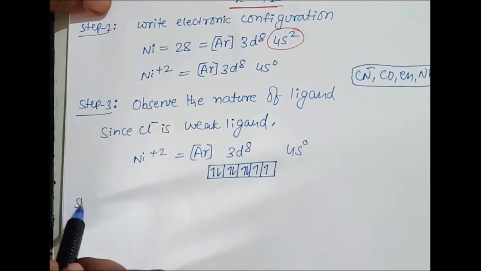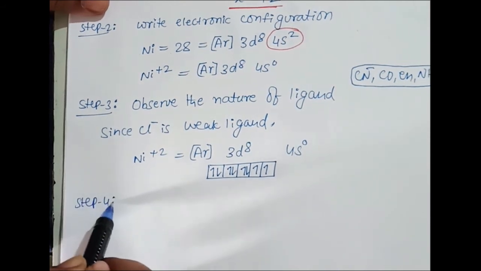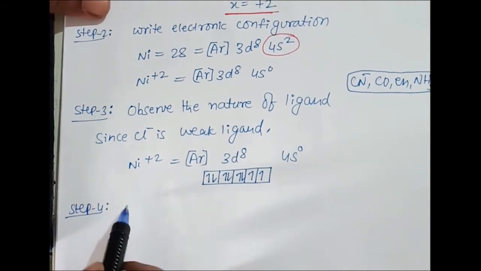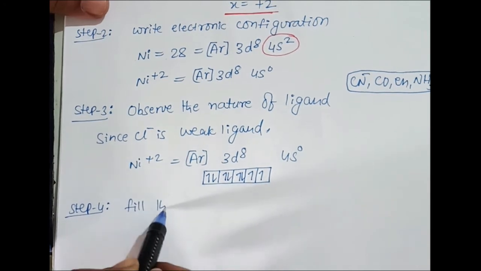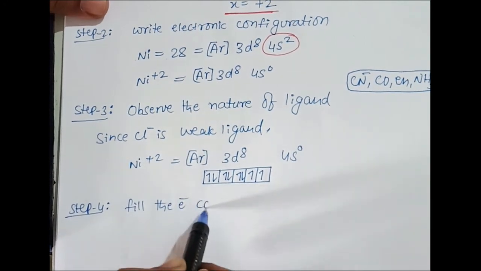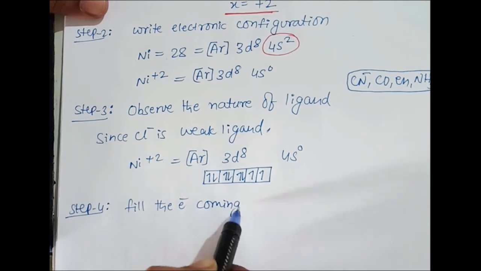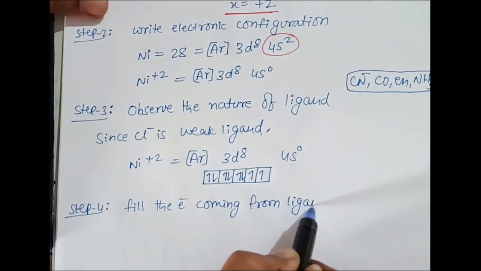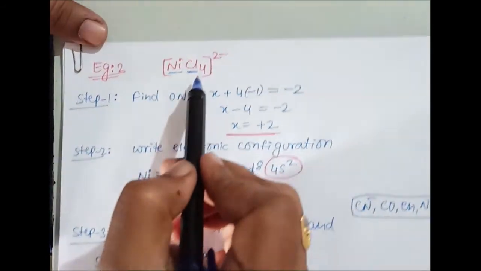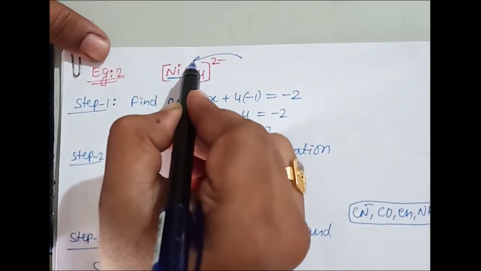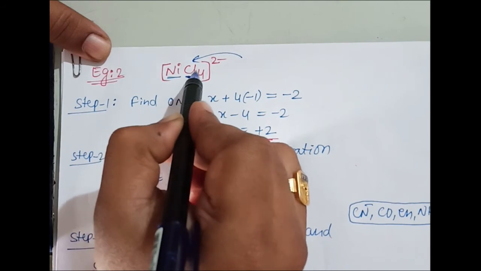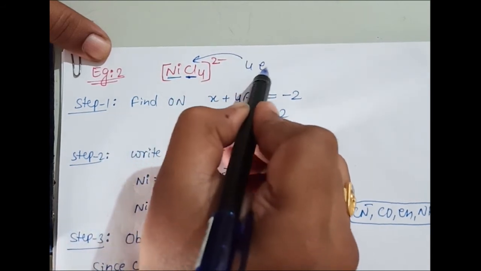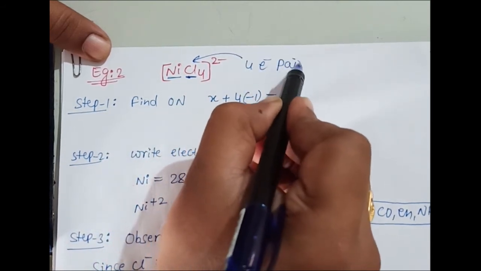Now step 4. Yes, almost we are at the end. Fill the electrons coming from ligands. Here chlorine is which ligand? Unidentate ligand. So which means 1 pair. Each chlorine will give 1 pair. Totally 4 electron pairs will come from ligands.